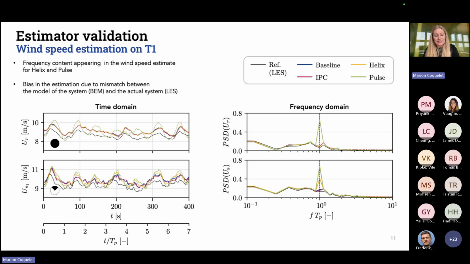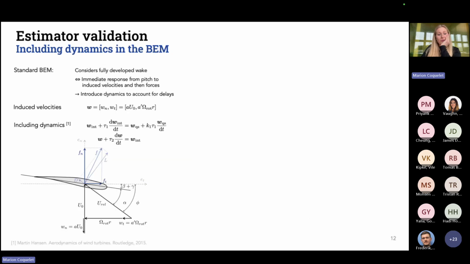And so the reason we attribute this to is the model. We use, at some point in the Kalman filter, we compare measurement with an output of the model, and the model is the BEM in our case. But one of the fundamental hypotheses of the BEM is that it considers that the wake is fully developed. So it considers that the inductions are stabilized. And what we're doing here is that we're constantly changing this beta, this pitch angle, all the time with the pulse and the helix. So our inductions here, A and A prime, never get to stabilize.